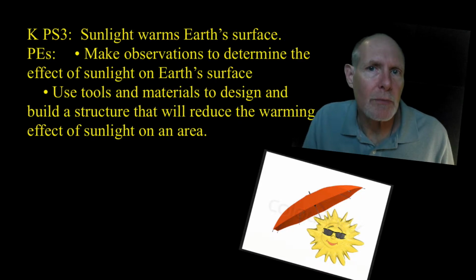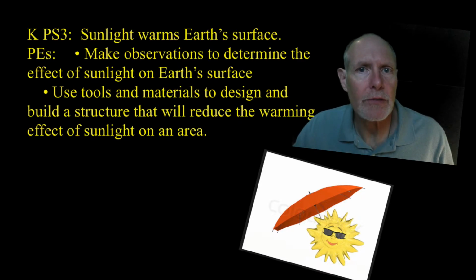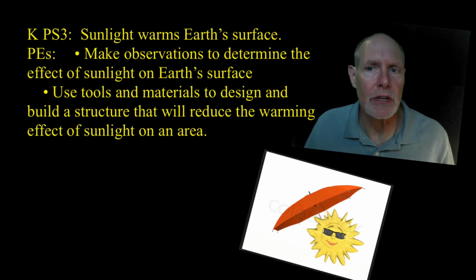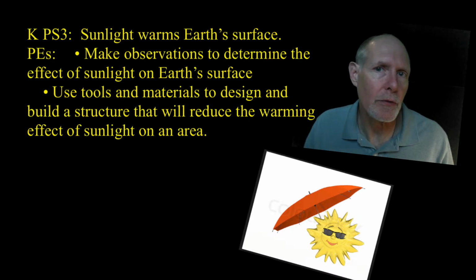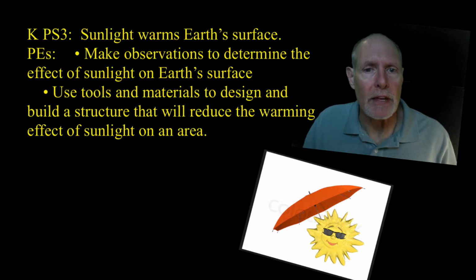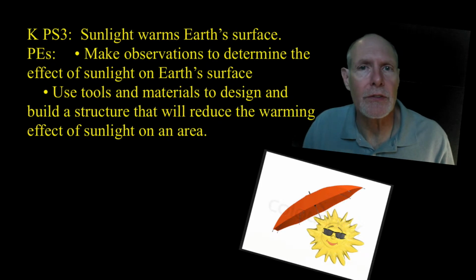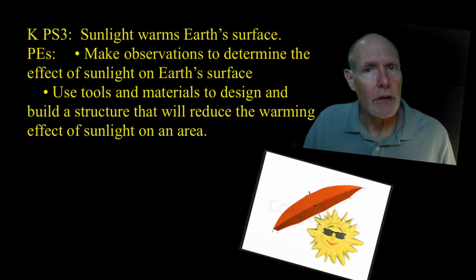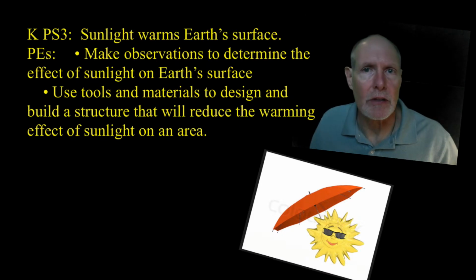So the performance expectation at that level is described that students need to make observations to determine the effects of sunlight on the Earth's surface. Another one of those performance expectations is that students need to take tools and materials and make something that will reduce the warming effect of sunlight on a particular area. So students are introduced to energy, solar energy, at the kindergarten level.